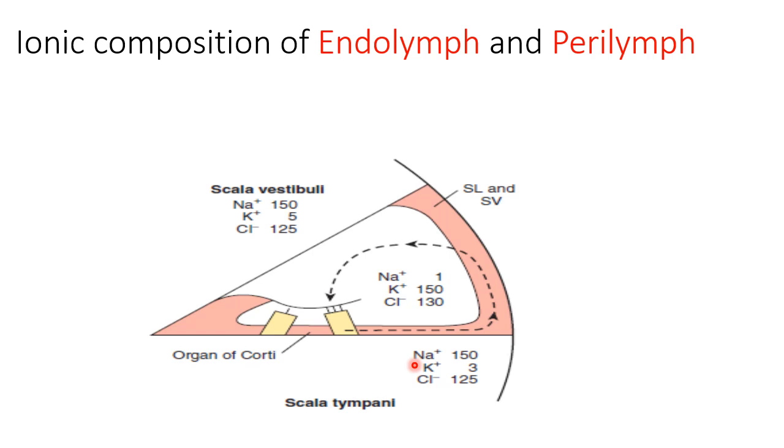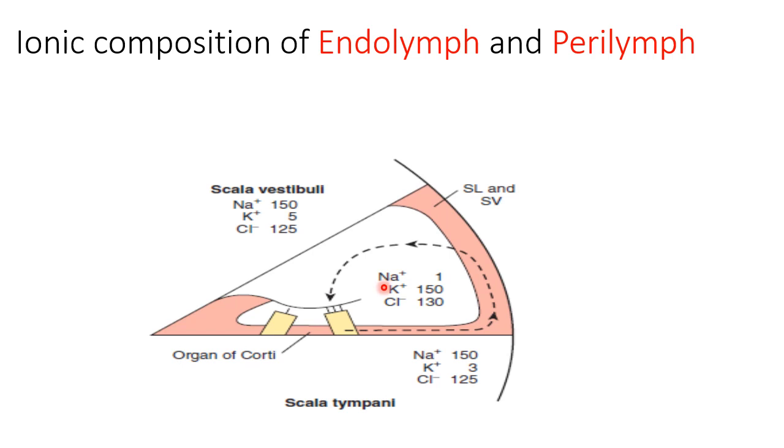Now coming to the composition of endolymph, which is present inside scala media. Here, because it is a closed chamber, the composition of sodium and potassium is completely different from perilymph. Here we can see sodium is less compared to potassium. The potassium concentration is much higher in the case of endolymph. Now, where are these ions coming from? Because it is a closed chamber.